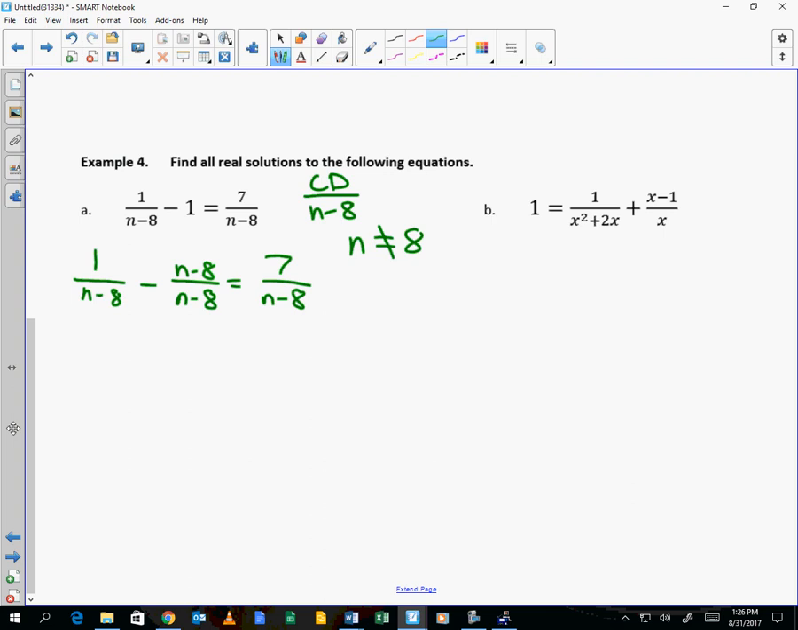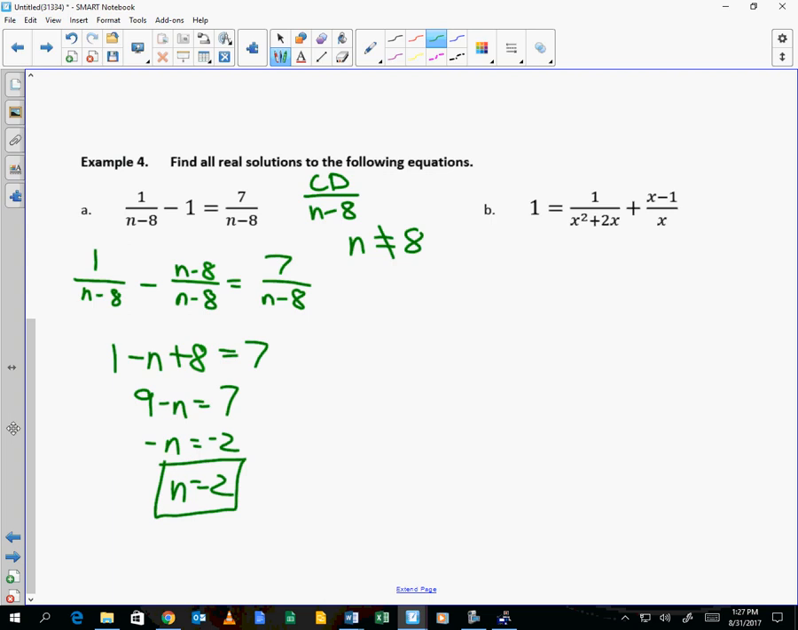So I will now focus on the numerator. 1 minus n minus 8 is 1 minus n plus 8, after we distribute the negative sign, equals 7. So 9 minus n is 7. Negative n is negative 2. N is dos, which is Spanish for 2. Did I come up with 8? No. So I'm okay with that. I just had to make sure I didn't come up with 8.